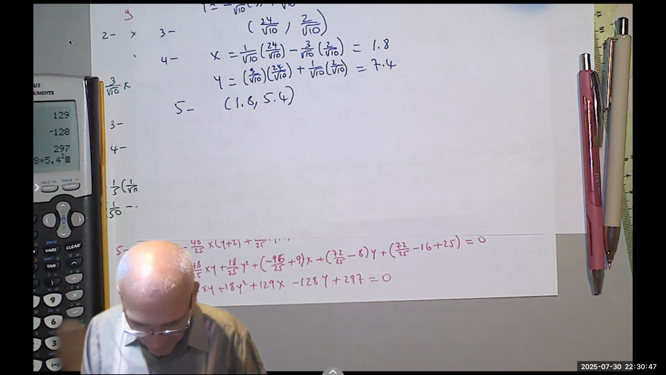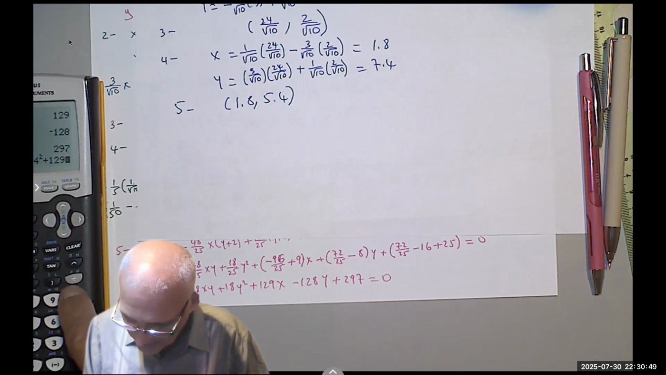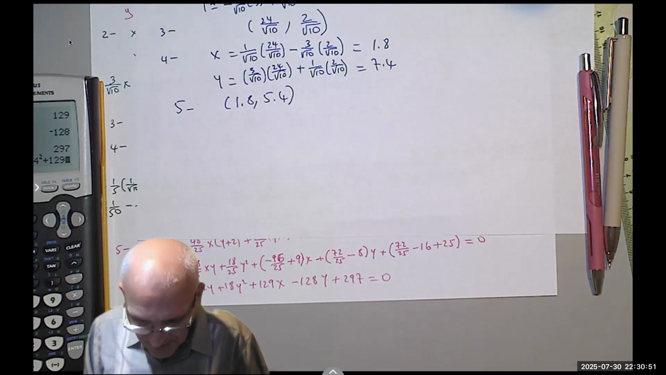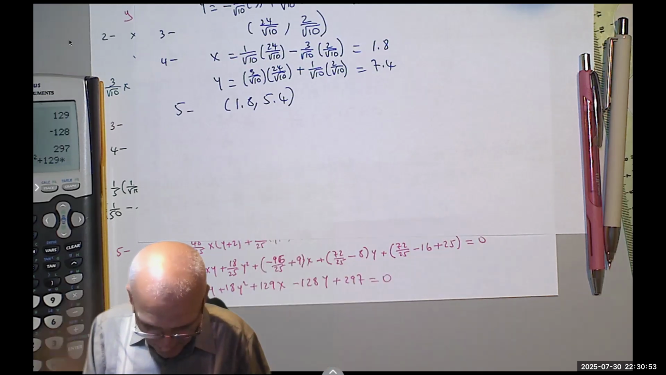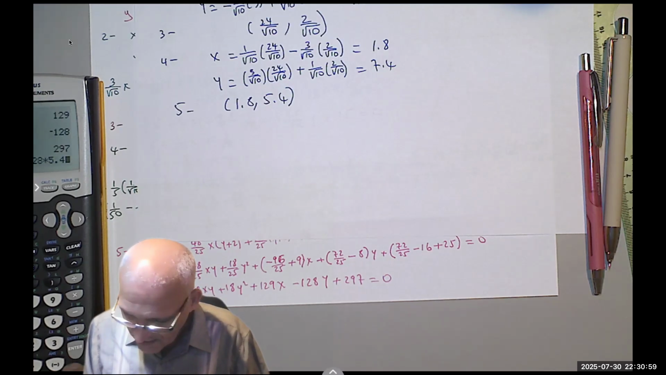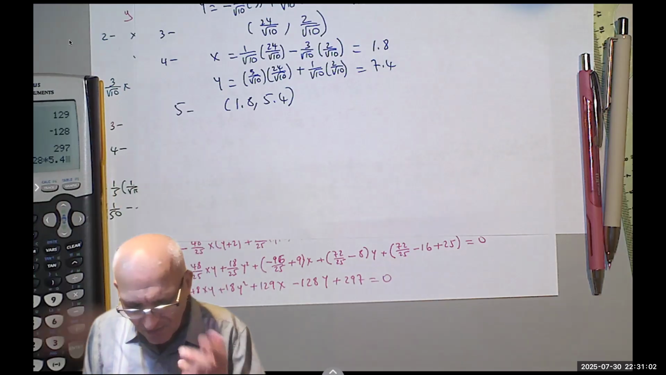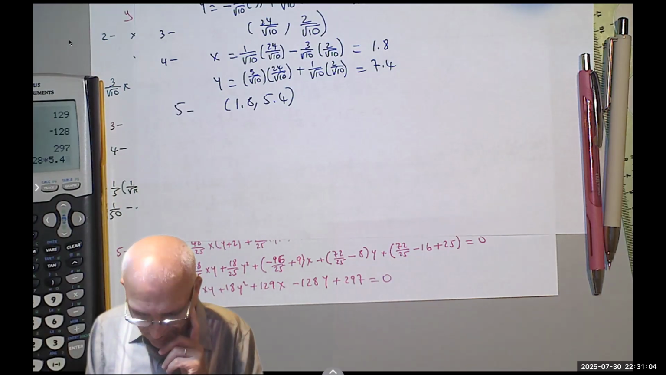Plus 129. Everything is positive and positive. I don't know how you get 0. Times 1.8 minus 128 times 5.4. If I get negative 297, I should be fine.